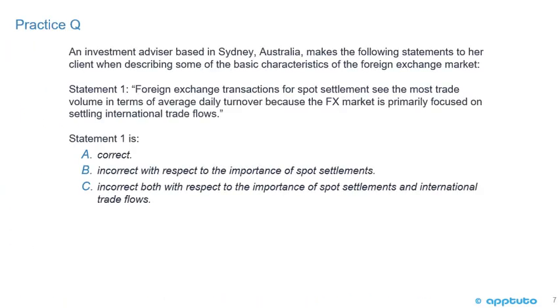So a quick practice question to check our understanding. An investment advisor based in Sydney, Australia makes the following statements to her client when describing some of the basic characteristics of the foreign exchange market. Statement number 1, foreign exchange transactions for spot settlement see the most trade in volume in terms of average daily turnover because the FX market is primarily focused on settling international trade flows. This statement number 1 is A, correct, B, incorrect with respect to the importance of spot settlements, or C, incorrect with both respect to the importance of spot settlements and international trade flows.